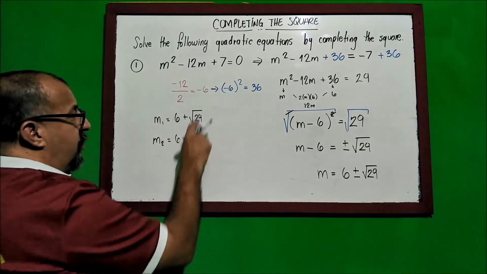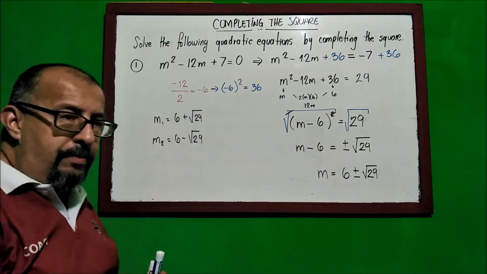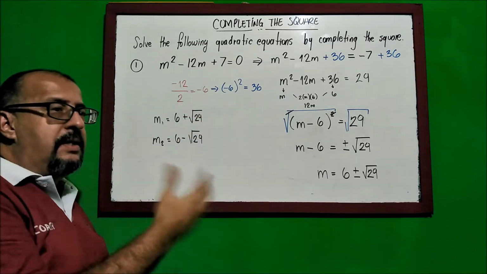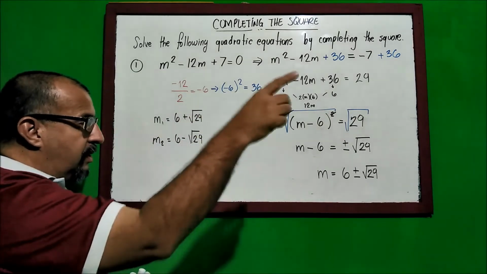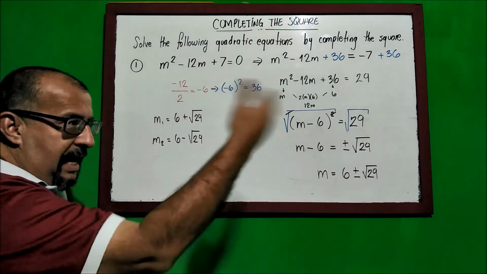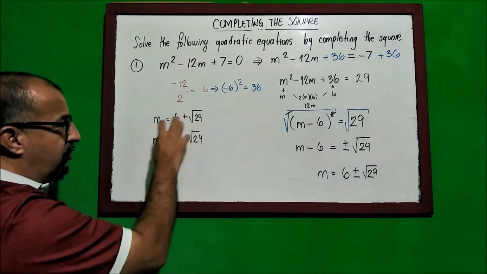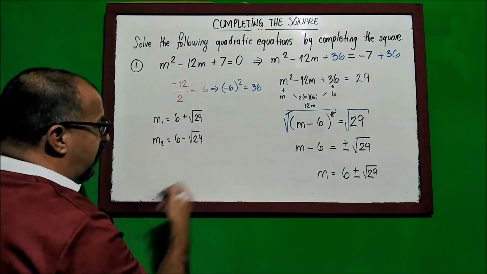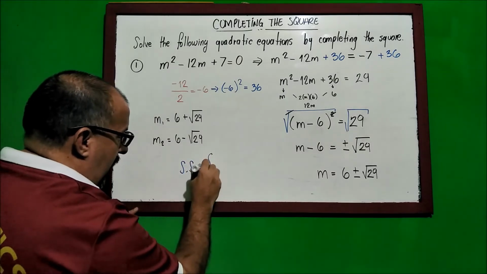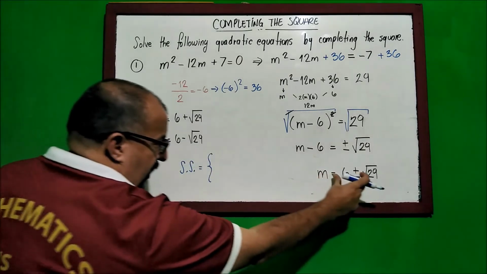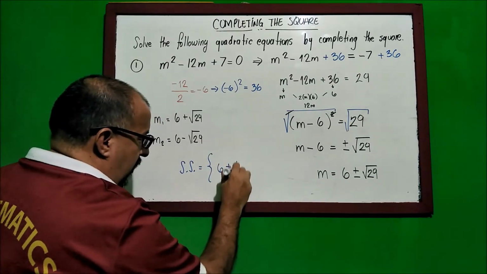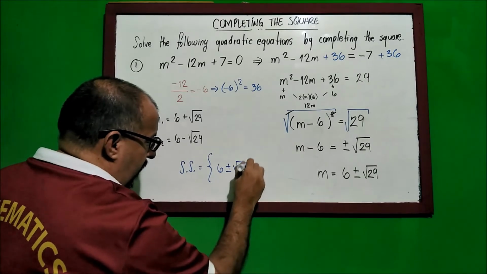Now, these are numbers that are called irrational numbers, because when we try to find out the square root of 29, we end up having a sequence that doesn't end. The number is irrational. That's why we leave the answers like this, or simply we just write it like a solution set, as we are used to, and we simplify the solution set just by copying this element in here. 6 plus minus the square root of 29.